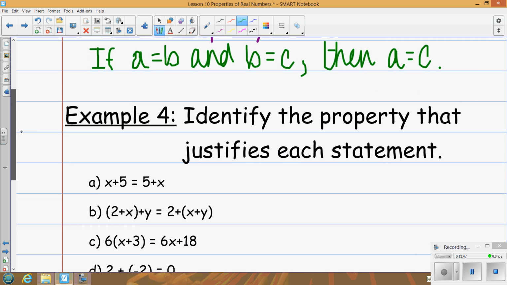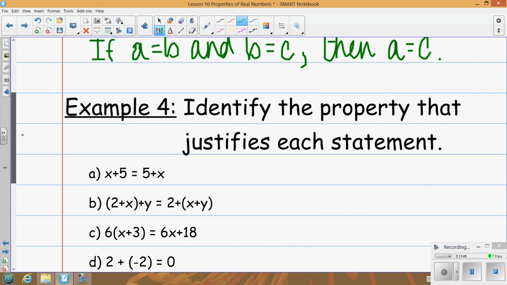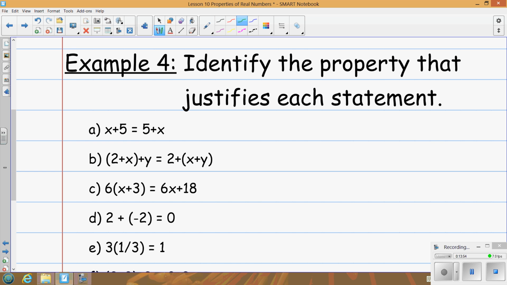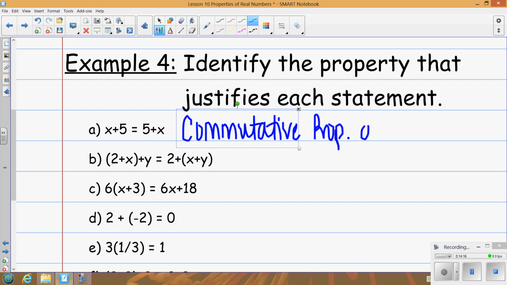So let's look at some examples here where we're just going to look at all of these algebraic equations and what property makes each of these statements true. So if you look at the first one, you have to first identify what happened. Looking at A, what happened between these terms? The x plus 5 became 5 plus x. The order changed. So this is commutative property whenever the order changes. And it's going to be the commutative property of addition because the operation is addition.